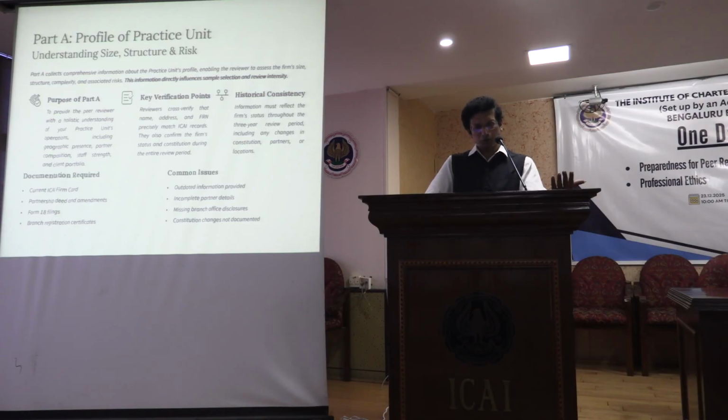Of course, a common issue is that outdated information is provided. You have added a branch or a partner, or there is a change in the branch, and you don't give it to them. If you are giving the ICA records, there also ensure that your ICA records are updated, because in some cases we have seen the records are not updated. When we see Form 1 and the ICA records, there are mismatches. Now, ideally, the only option is they have to again update the ICA records. It's time consuming. Then missing branch office, all that I've already covered.